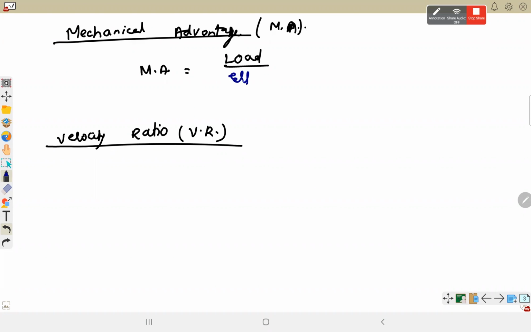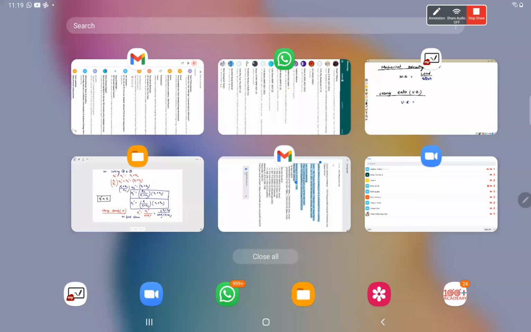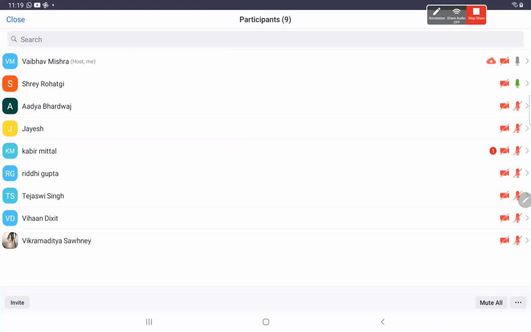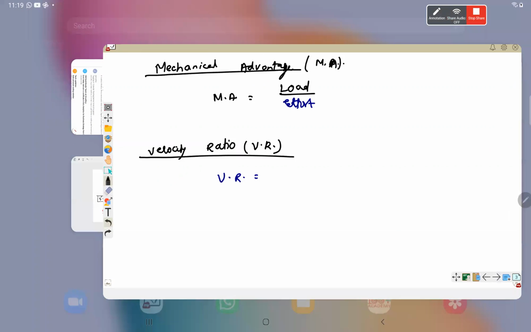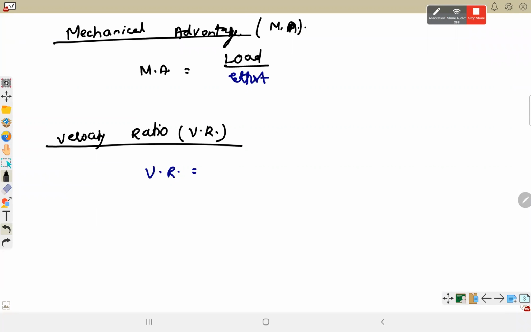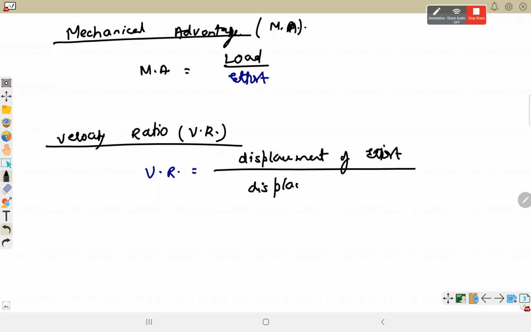Shrey, what is the relation between velocity ratio and efficiency? Velocity ratio. Sir, velocity ratio equals velocity of effort upon velocity of load. Okay, but then we used to convert it into displacement, displacement of effort. Now it is a velocity ratio, correct? But it is not velocity, we take displacement of effort divided by displacement of load.